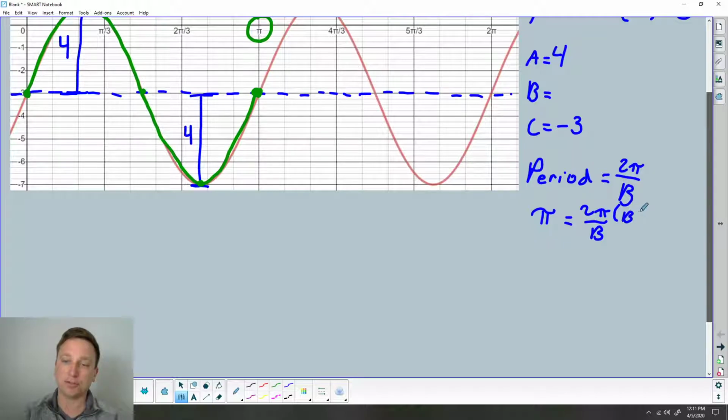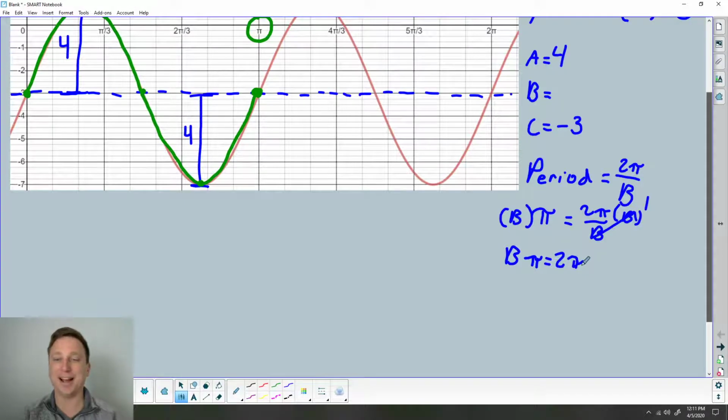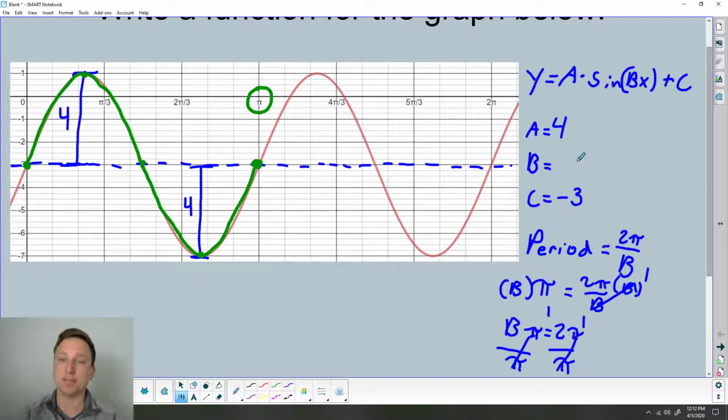If we want to solve for b, let's get it out of the denominator. That's over 1. So we multiply by b here. So we have b pi equals 2 pi. So even clearer now, if we really need to, we can take the factor of pi out as well. So pi over pi makes 1, so b must be 2. So our b value is 2, which makes this a period of pi.